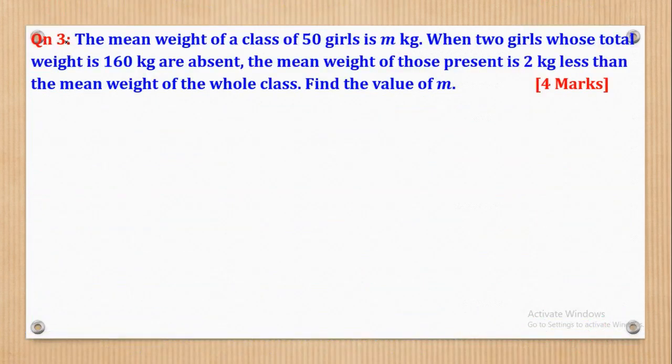So now we shall go to question 3, which says that the mean weight of a class of 50 girls is m kilograms. When two girls whose total weight is 160 kilograms are absent, the mean weight of those present is 2 kilograms less than the mean weight of the whole class. Find the value of m.